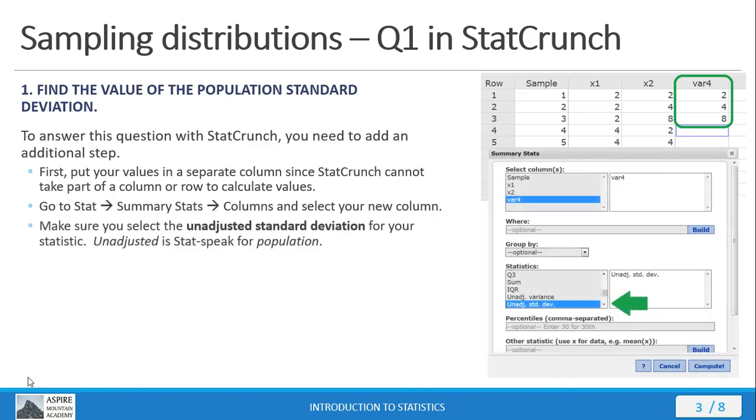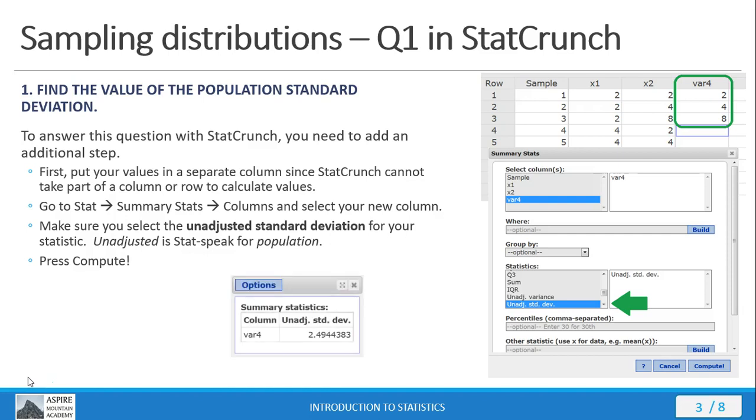And in the list of sample statistics for standard deviation, I don't want the one at the top. The one at the top is an adjusted standard deviation based on sample size. What we want is the unadjusted standard deviation because we're asked to find the population standard deviation. So I'm going to scroll down towards the bottom of my list of statistics and select unadjusted standard deviation. I press compute, and there in the results window comes the actual population standard deviation that I'm looking for.